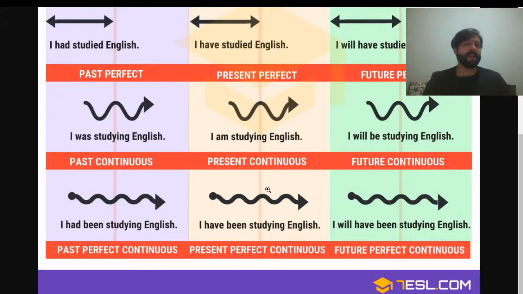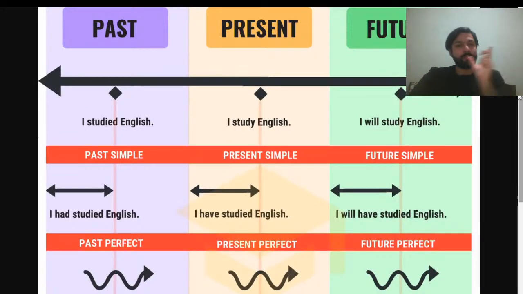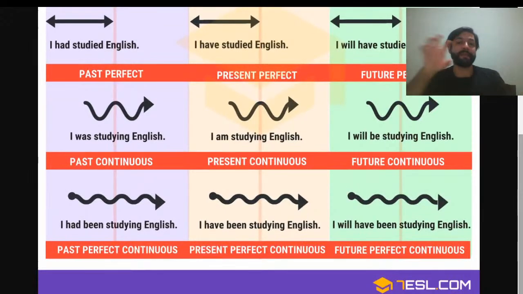So the idea is the same. I was studying in the past, not now. I am studying now. I will be studying in the future. I'll be studying tomorrow. I'll be studying tomorrow afternoon, maybe. But I'm trying to show that the action is kind of going on, okay? So, that's it. The simple is the verb by itself. The continuous is the verb to be and ing.